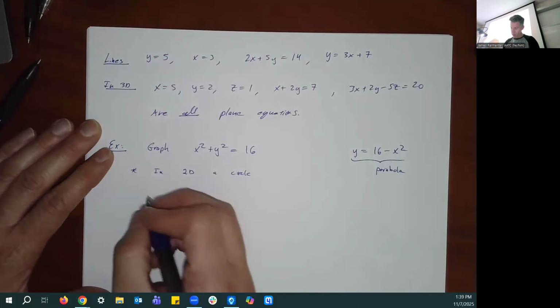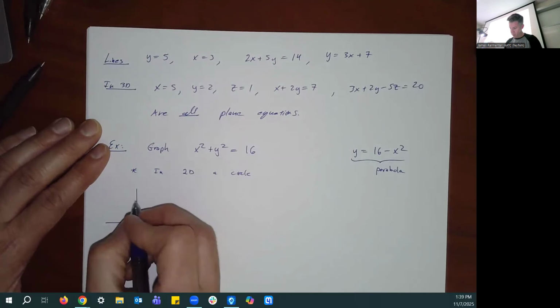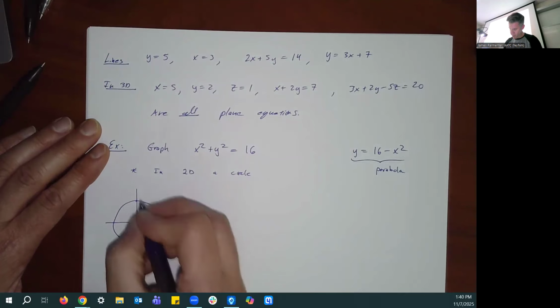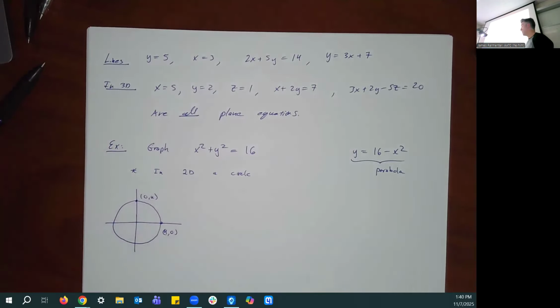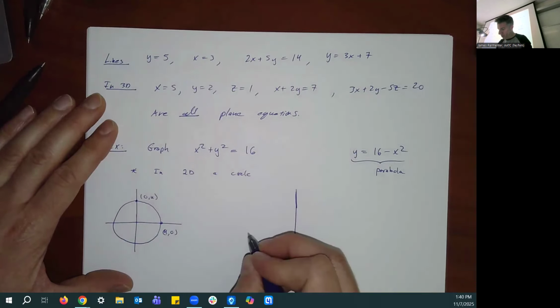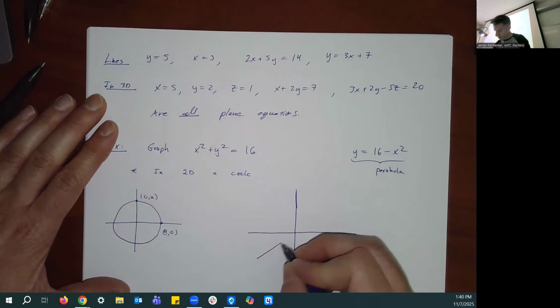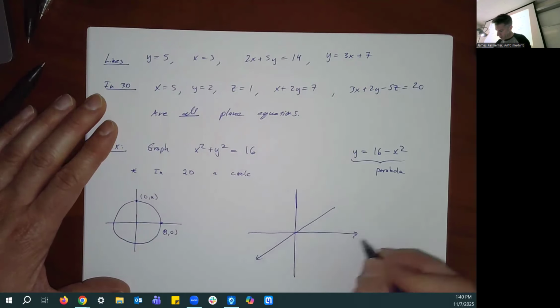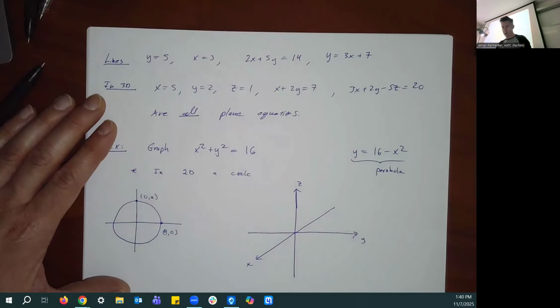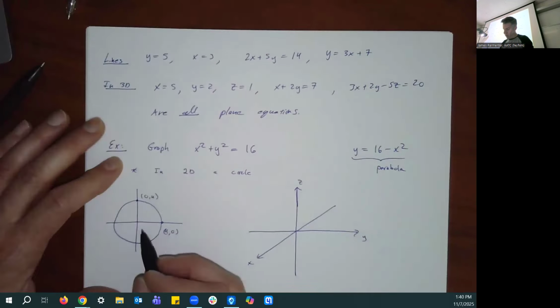And it would look like your usual circle of radius 4. In 3 dimensions, we're going to take that circle that's living in the xy plane and extend it in the z direction and get a cylinder. So this is where I am going to draw the full XYZ coordinate system. So we're going to draw our circle of radius 4.